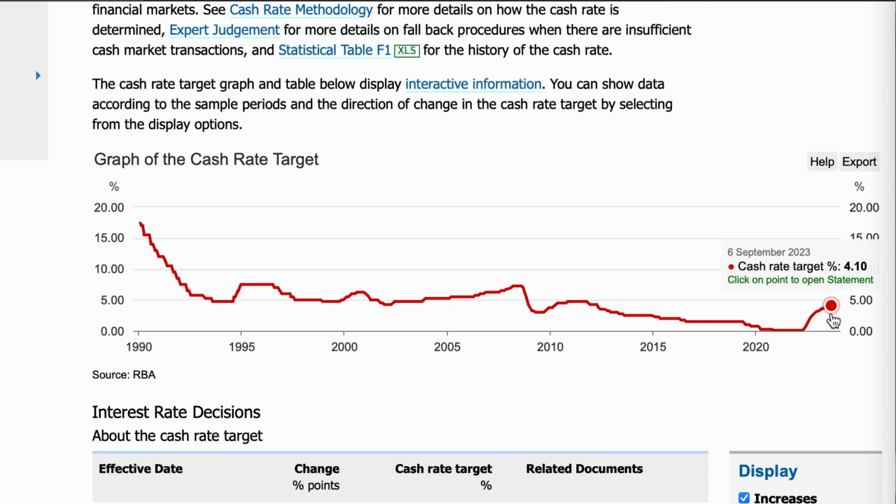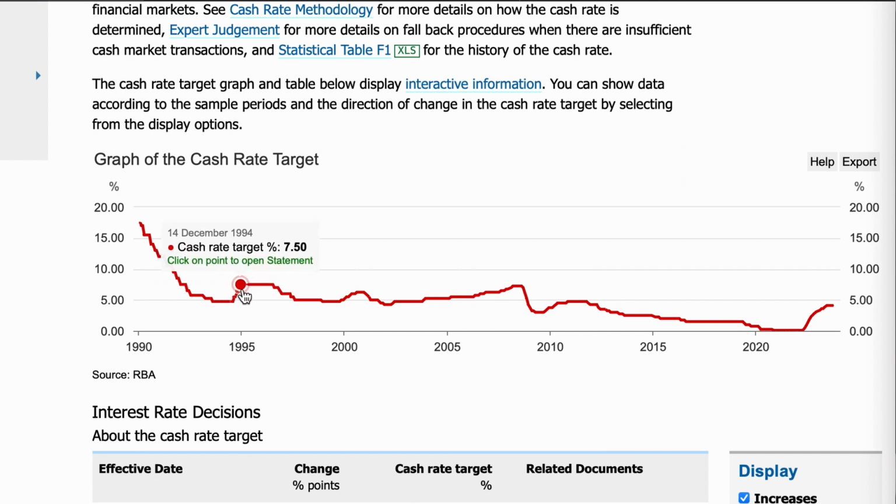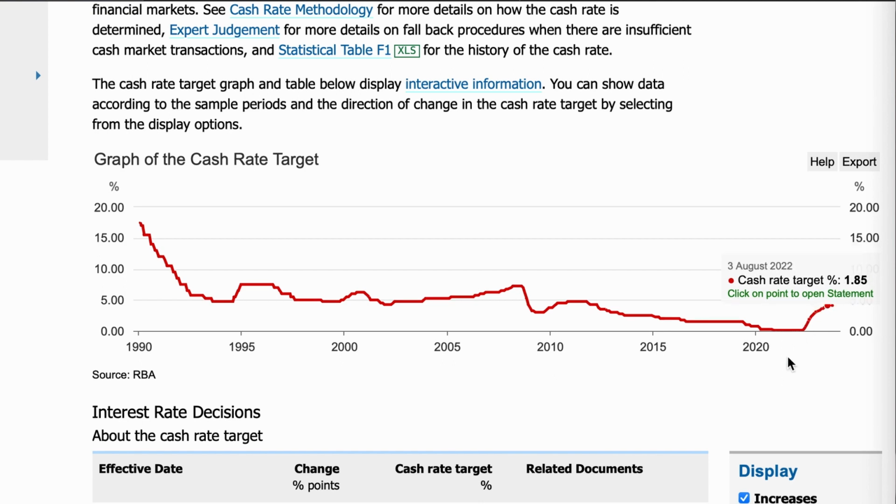So yes, it is a sharp rise, but it is very similar to the rise in 1994 to 1995, where it went from 4.75 to 7.5. Very, very similar. And now we're at the 4.1%, which if you take a step back and look at the whole picture of the cash rate here, you can see that 4.1 is really at a normal level in terms of the history of the cash rate or the history of the interest rates. 4.1% is at a normal level.